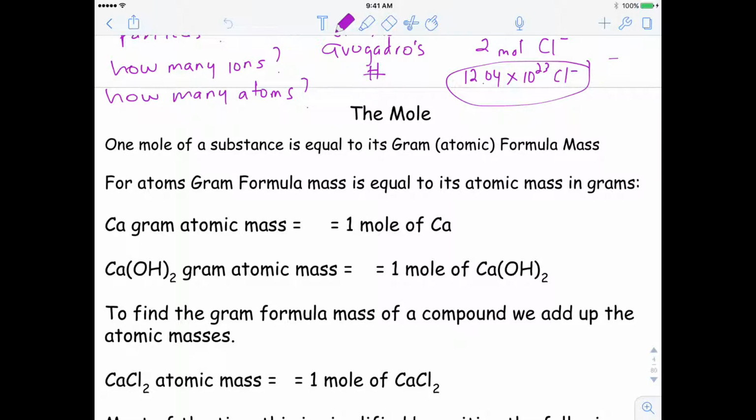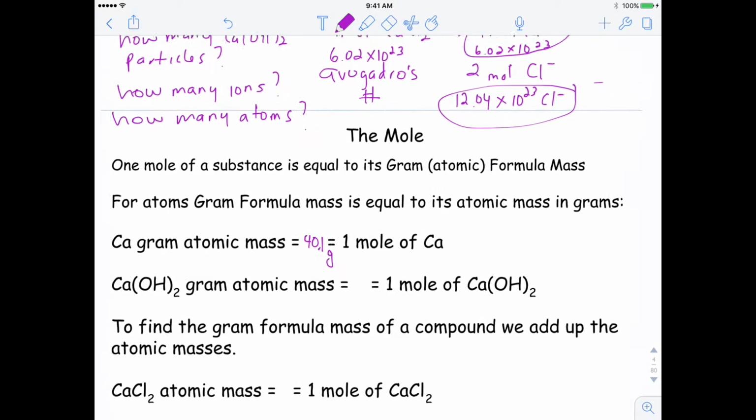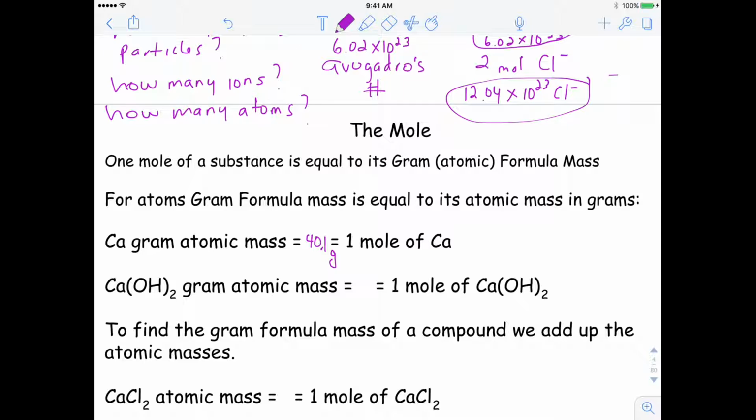We did some of these problems when we were looking at error propagation, where we had to convert from grams to moles or moles to grams. You already know that if you have the gram formula mass of something, it's equal to the mass of that substance in grams. For calcium, I would look on the periodic table and see that calcium's mass is about 40.1 grams. So 40.1 grams is 1 mole of calcium.